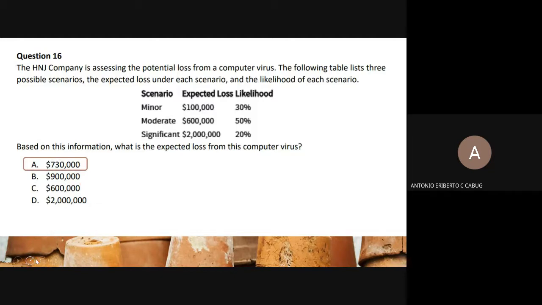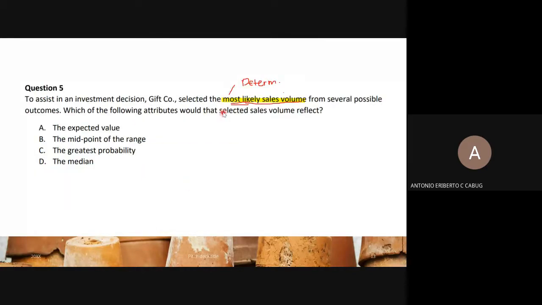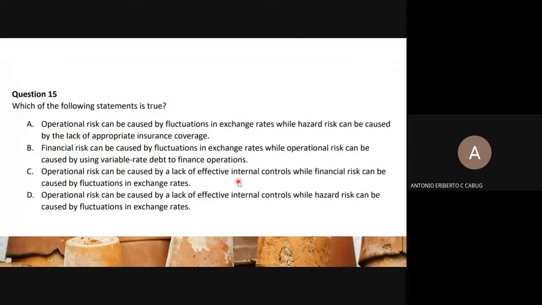But if you will be deterministic, you follow the deterministic approach, you only focus on the scenario with the highest chance of happening. Sana malinaw, ha? That's the deterministic approach. So yung question dito, paano daw kapag most likely sales volume yung ginagamit? Ang tawag dyan, deterministic approach. Titignan mo yung may greatest probability, and you are going to work around the assumption that the one with the greatest probability is the one that will happen. Letter C. I hope that's clear.